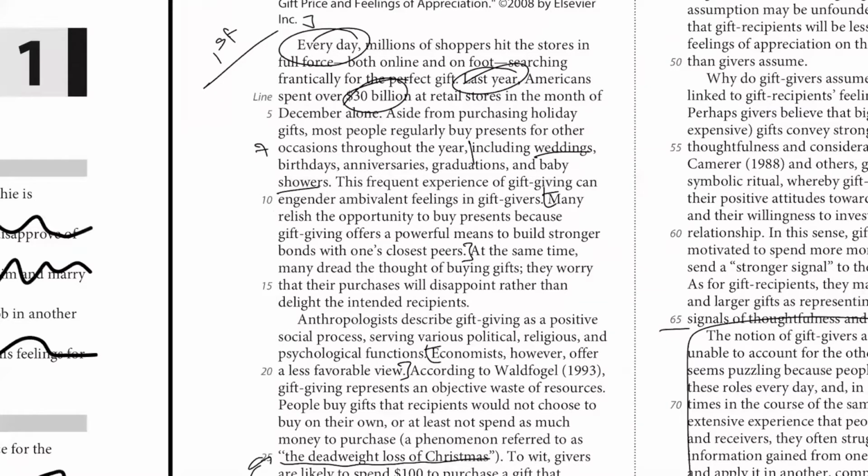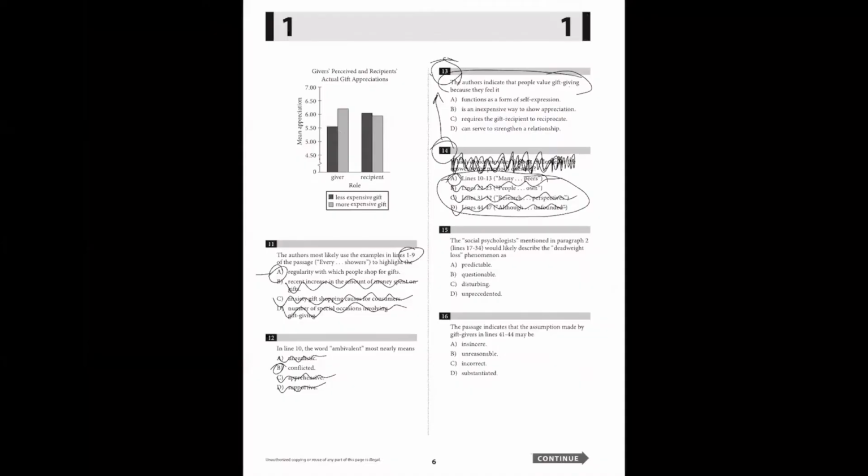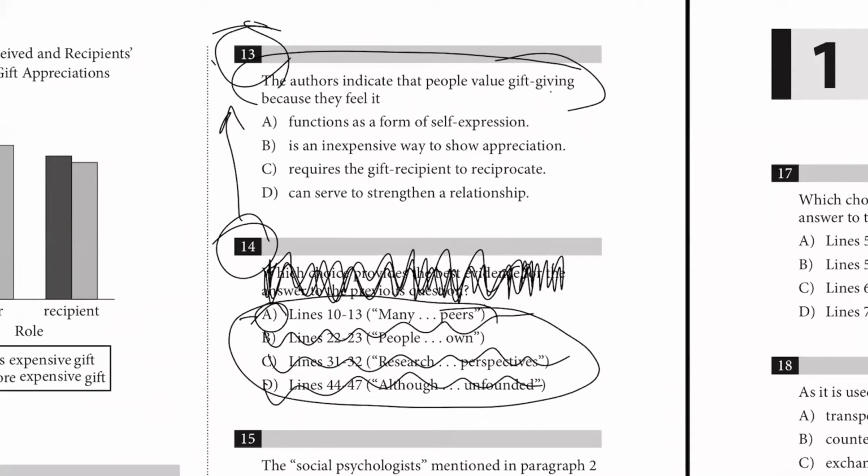Many relish the opportunity to buy presents because gift giving offers a powerful means to build stronger bonds. Simple. It provides a way to strengthen bonds. So which one talks about that? Function as a form of self-expression?